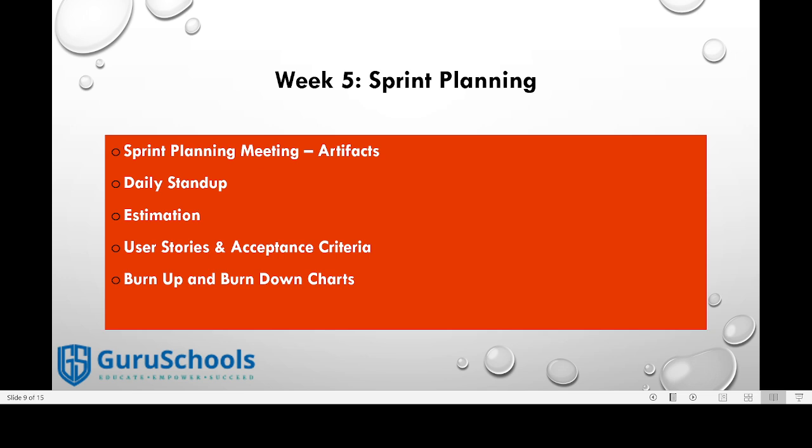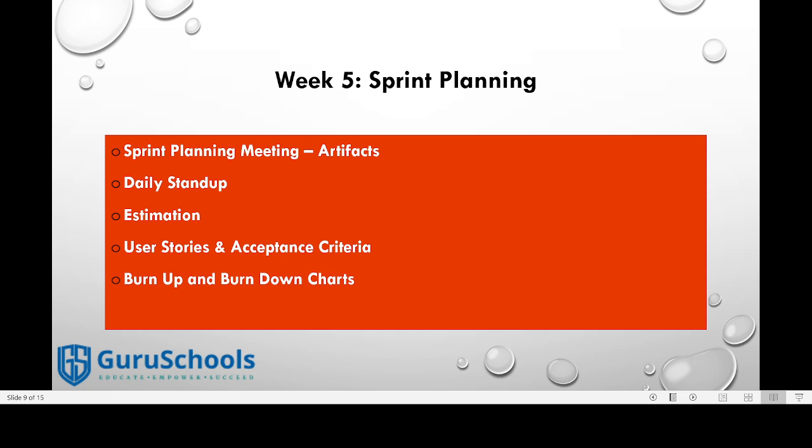We'll move on to week 5, where we will essentially focus on sprint planning, on understanding, as part of sprint planning, what are the various meetings that happen between various stakeholders, what are the various artifacts that are essentially required to be generated as part of the entire product management and product development process?